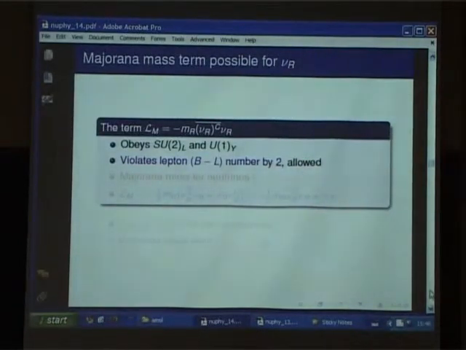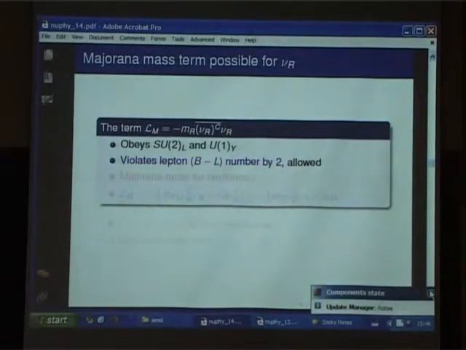So this was an aside, a side comment. We were talking about getting masses for neutrinos, not about B minus L.